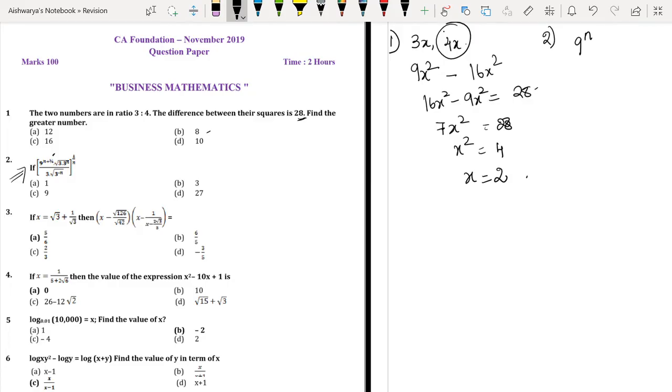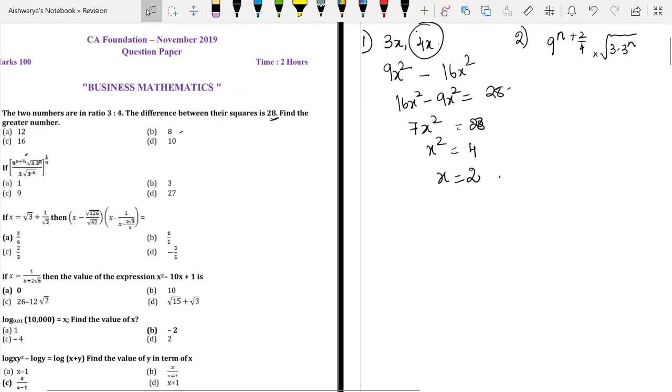So you have 9 power n plus 2 by 4, that's how it looks like, into root of 3 into 3 power n. Whole thing divided by 3 into root of 3 power minus n, whole thing raised to the power of 1 by n.